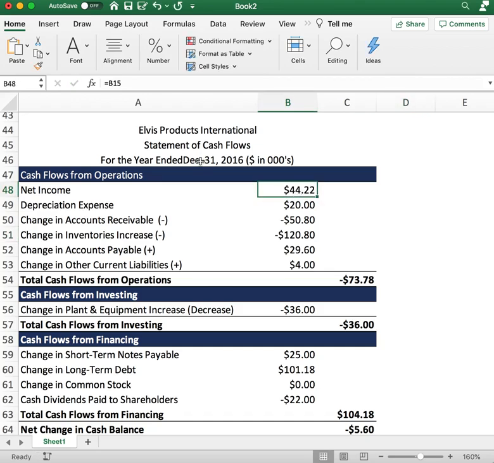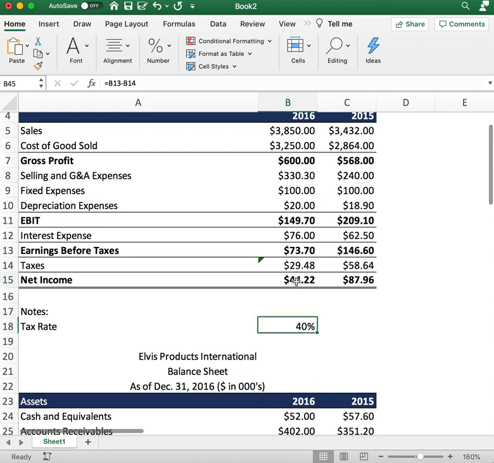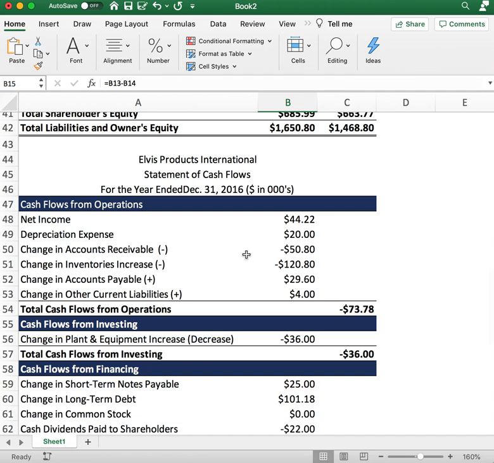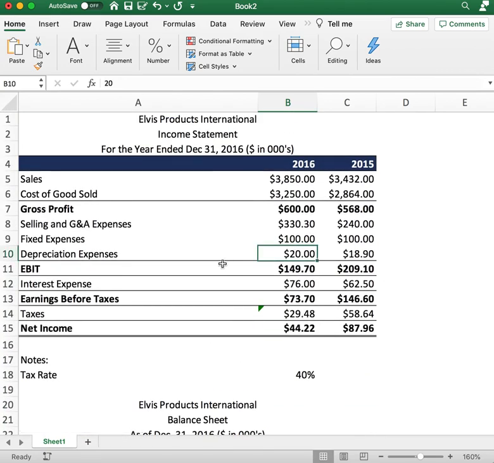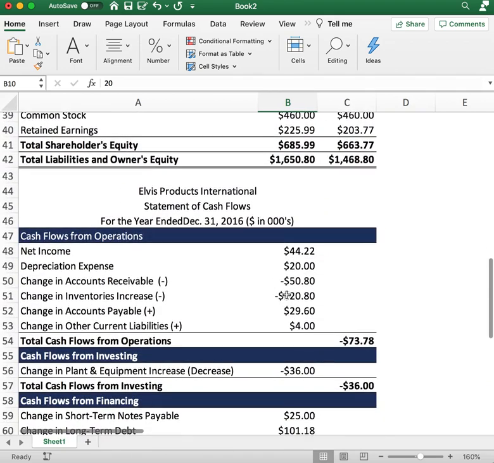So as you see, $44, we'll scroll up to the income statement. That was our net income for 2016. All right. The next line item is depreciation expense. We had a depreciation expense of $20. Same thing. You'll find the depreciation expense in the income statement. And I'll explain to you why we're including it in the cash flow operations in just a sec.